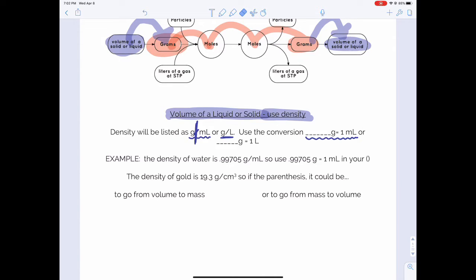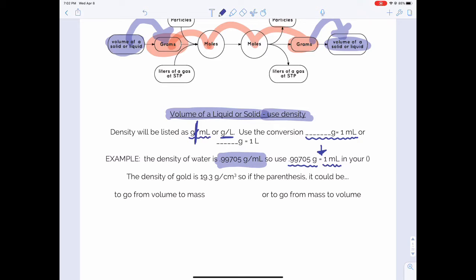So for example, water, and we're going to use this one a lot. This conversion factor is one that you're going to use a lot on your homework and a lot on our sample problems. The density of water is 0.99705 grams per milliliter. Whenever it's per milliliter, we always think of it as being per 1 milliliter. So what that means is 0.99705 grams is equal to, it's another conversion factor, 1 milliliter. And you can put either one of those in your parentheses.